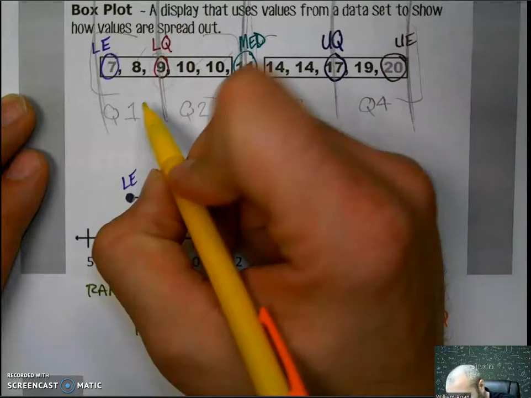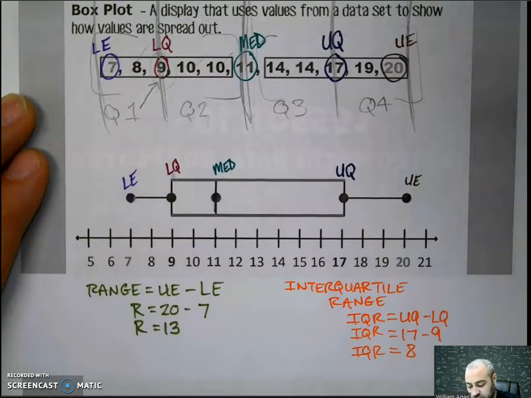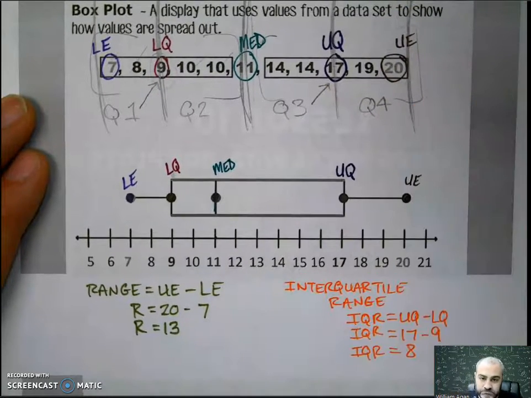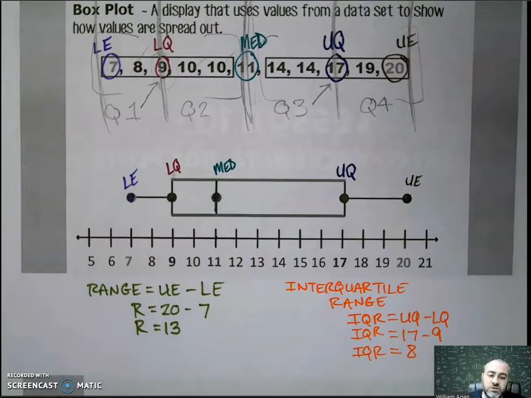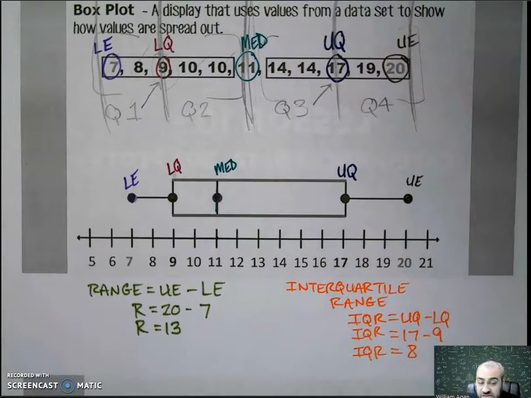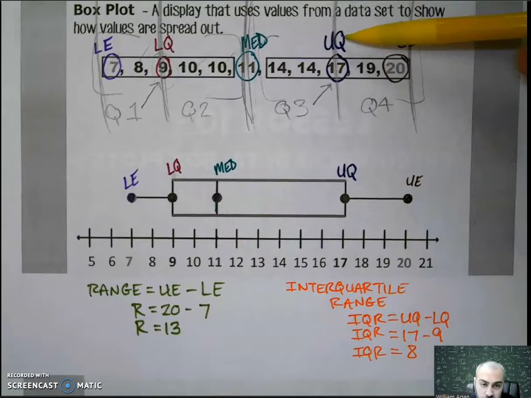The lower quartile is your first quartile. The upper quartile is your third quartile. Okay, so I'm just warning you, sometimes you will see it written as the third quartile. Whenever they say the third quartile, they're just talking about the upper quartile.